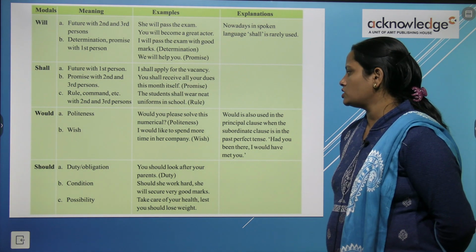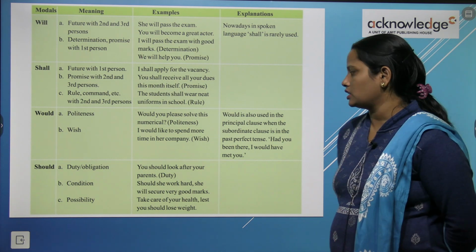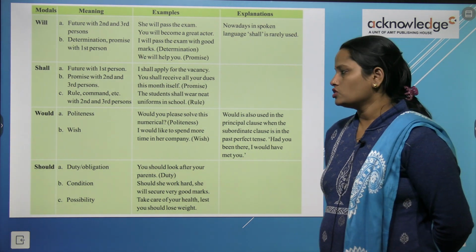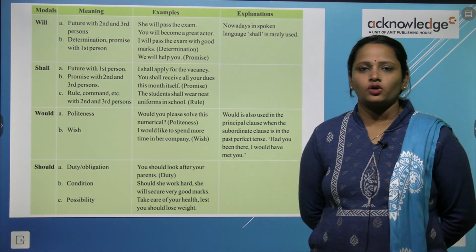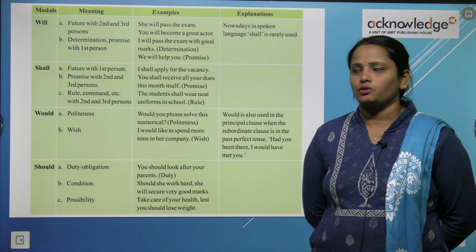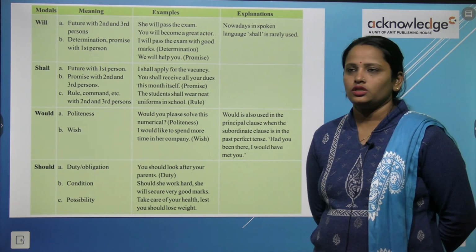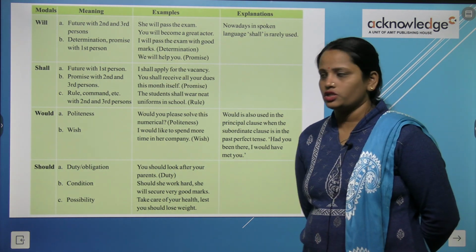Would is also used in the principal clause when the subordinate clause is in the past perfect tense. So we use would also when we talk about the principal clause, and the subordinate clause is in the past perfect tense. Had you been there, I would have met you.